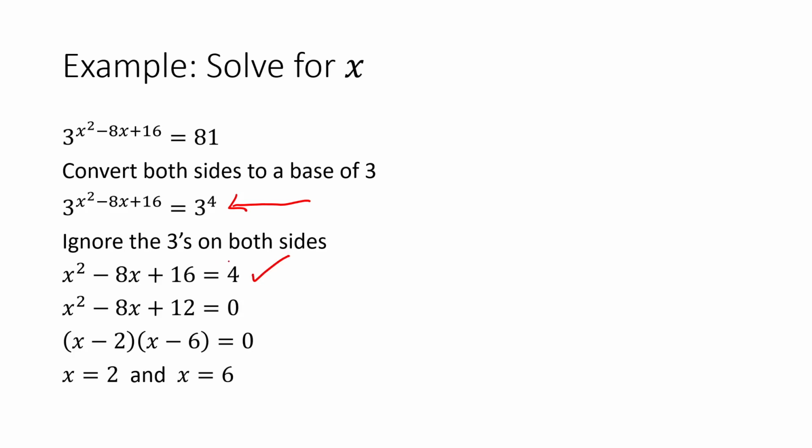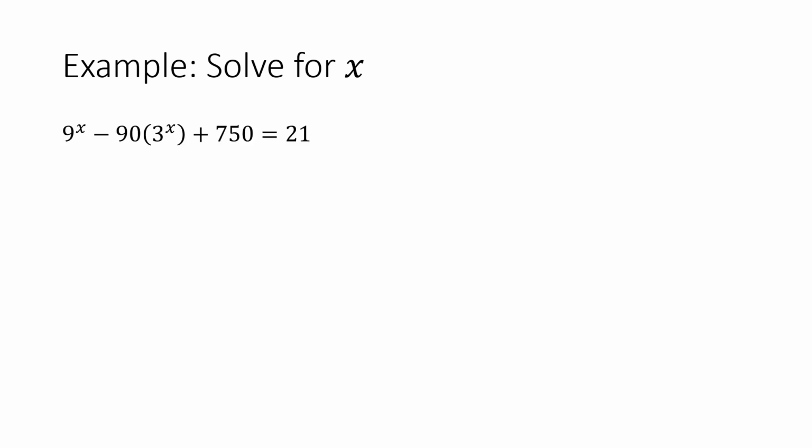Well, if x squared minus 8x plus 16 equals 4, we can subtract 4 from both sides and make this statement. And then we can factor and get x minus 2 times x minus 6 equals 0, meaning that x is equal to 2 or x is equal to 6. Now, here's an interesting question.